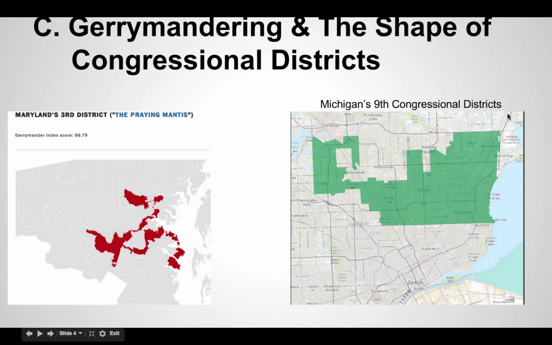Each state legislature is responsible for the drawing of congressional districts within its own state. Congressional districts, though, can sometimes take on odd shapes. As I have here, I have Maryland's 3rd district, known as the Praying Mantis, and also my own home district, Michigan's 9th congressional district. These odd-shaped districts are called gerrymandered districts because they have been drawn to the advantage of the political party that controls the state legislature.